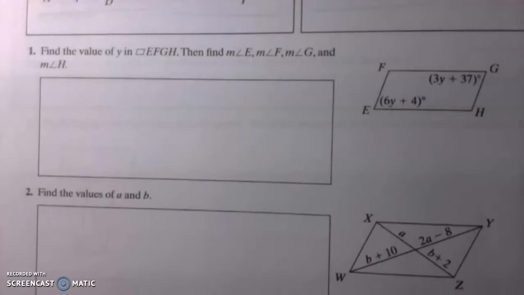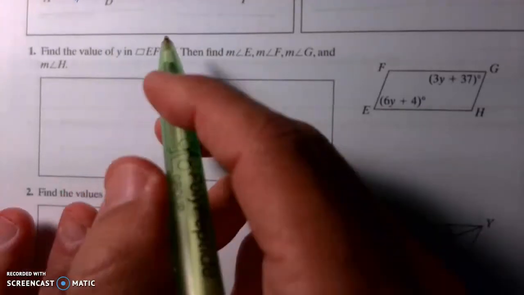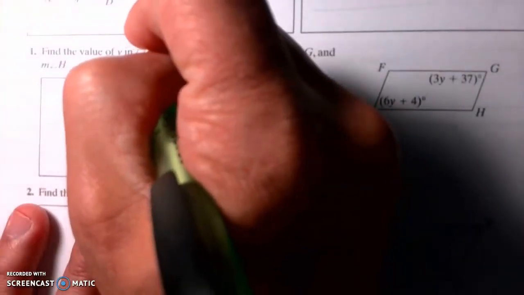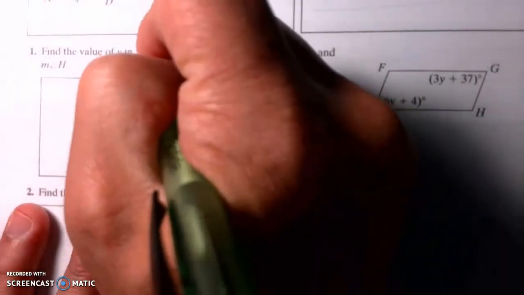Okay, let's take a look at some of the problems here. Find the value of y. Here is the symbol. It looks like just some 4-sided figure, but this is meant to be a parallelogram.